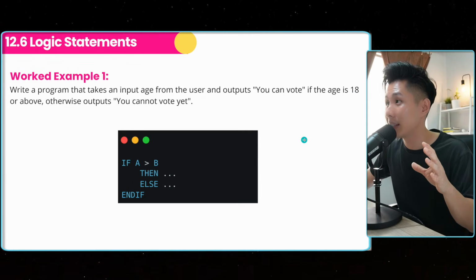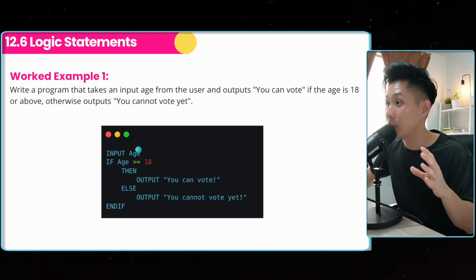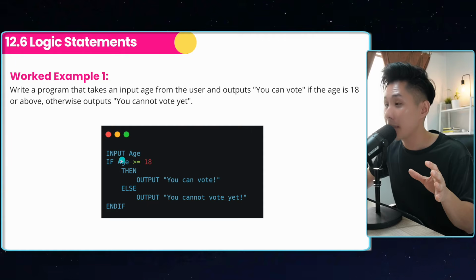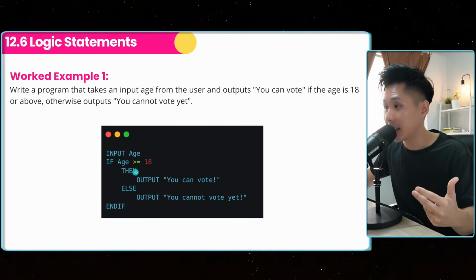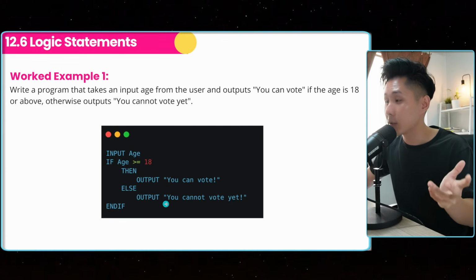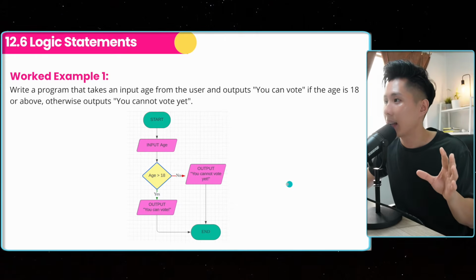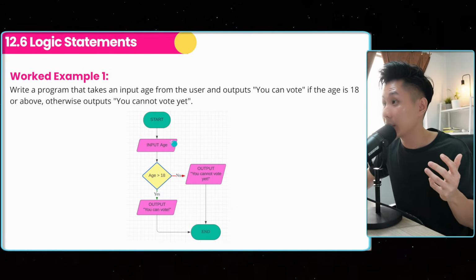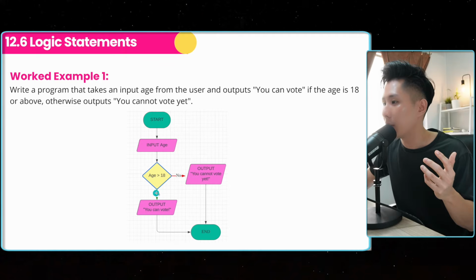So how I would do it is that I'll first take an input from the user and put it into the age variable. And I'll compare the age variable: if age is greater than or equal to 18, I will output a message, you can vote. Else, I will output another message saying, you cannot vote yet. And end if, as simple as that. So this is how it looks in a flowchart. You first ask the user for an input, and then you use a decision symbol, like a diamond here, followed by two paths that do different things.